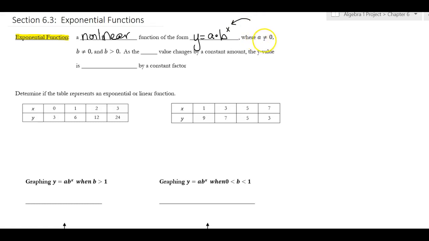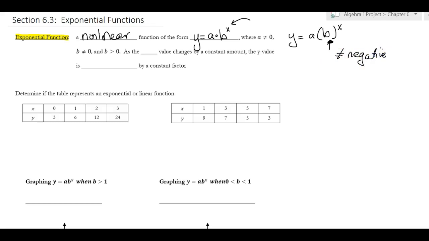Okay, here's some rules that can happen. A cannot be 0, B cannot be 0, and B has to be greater than 0. So it has to be a positive number. We can't have negative numbers here. A lot of times the way you're going to see it is with something in the parentheses, and that number in the parentheses cannot equal a negative.